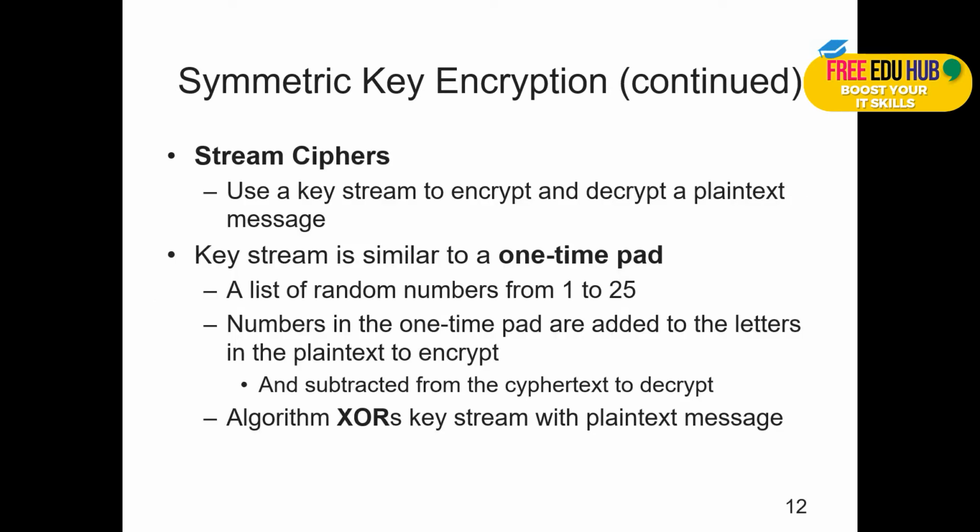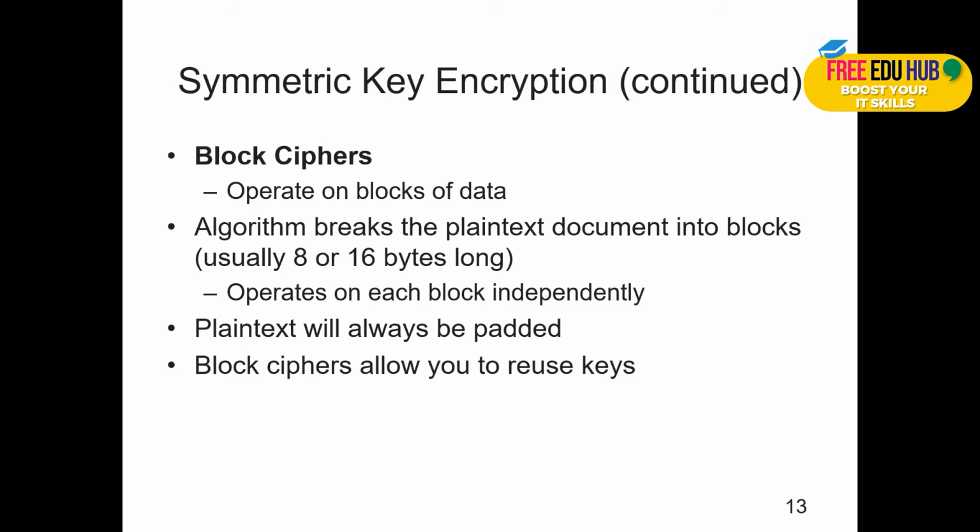Now, stream ciphers use a key stream to encrypt and decrypt the plain text message. For example, a list of random numbers from 1 to 25; a key stream is similar to a one time pad password. Like they'll take 1 to 25 and the total alphabets are 26. So they'll take one, for example, A to Y, instead of Z, they'll add a number to it. And then they'll keep on changing on every table. A number in the one time pad is added to the letter in the plain text to encrypt and subtracted from the ciphertext to decrypt. The algorithm combines the key stream with the plain text message, and then we have block cipher.